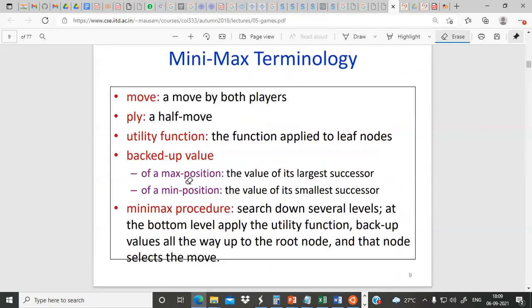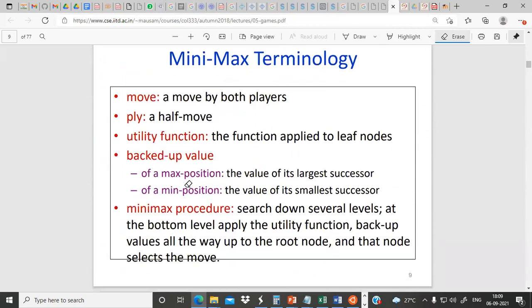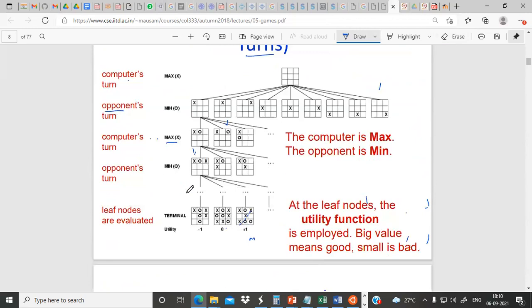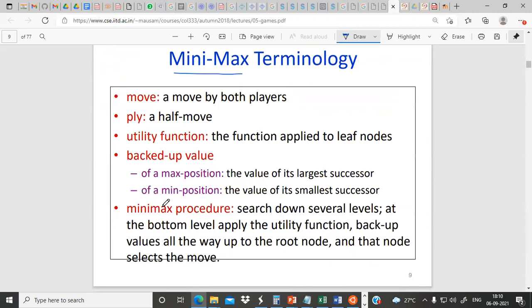So this strategy, whatever we have discussed in the previous slide, is called the minimax strategy. Why is it called the minimax strategy? Because in one round the computer is trying to maximize, and in the other round the opponent is trying to minimize the computer's performance. At one turn it is trying to minimize, and at the other turn it is trying to maximize. Hence it is called the minimax algorithm.